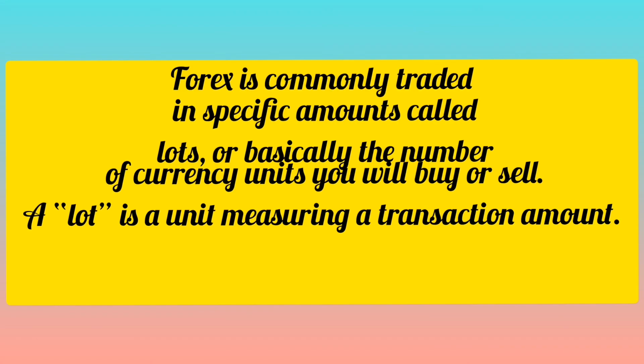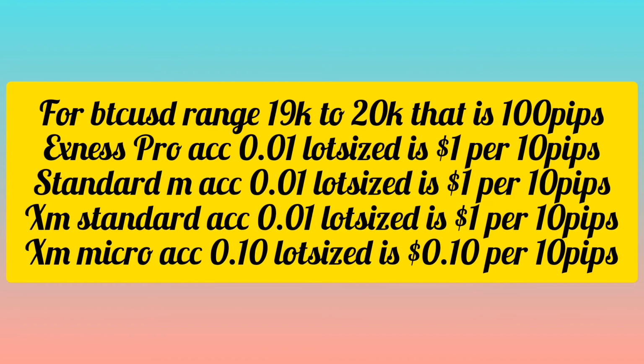Forex is commonly traded in specific amounts called lots, or basically the number of currency units you will buy or sell. A lot is a unit measuring a transaction amount. For BTCUSD, a range of 19K to 20K is 100 pips.